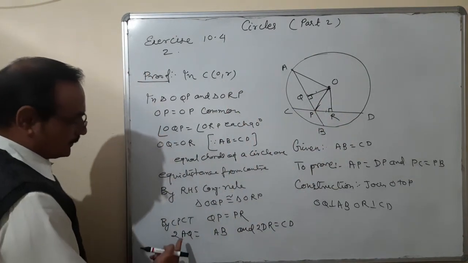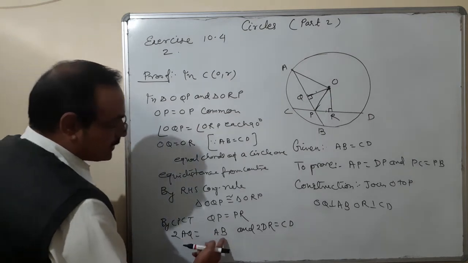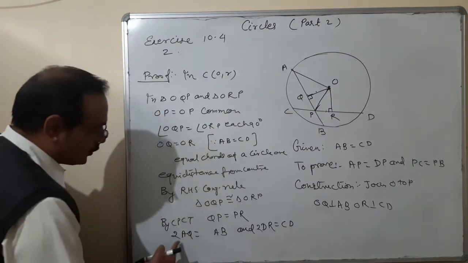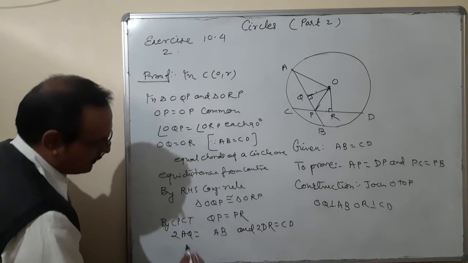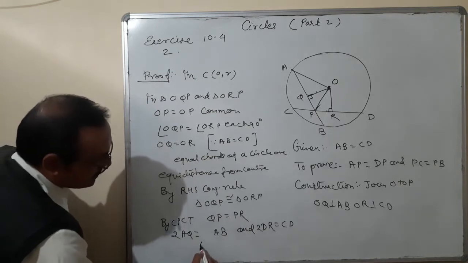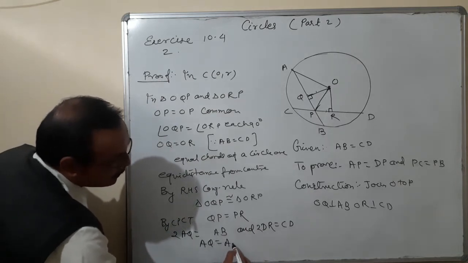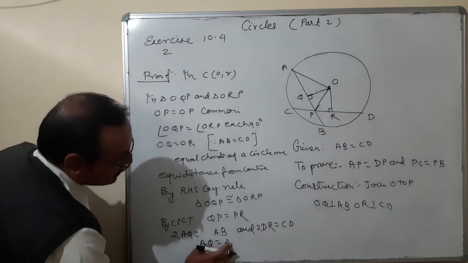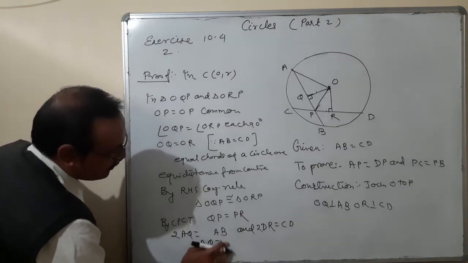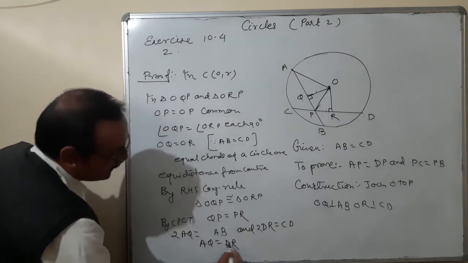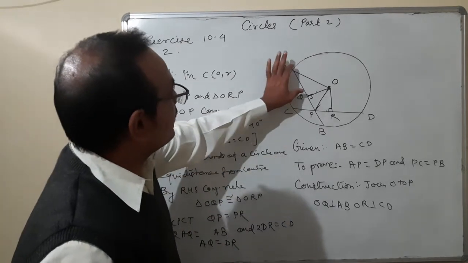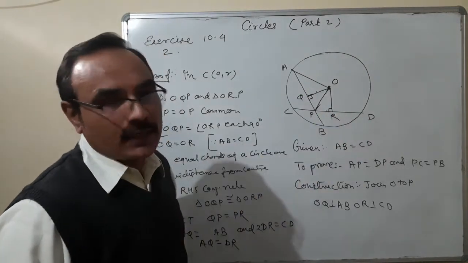So that means, since AB is equal to CD, therefore 2AQ is equal to 2DR by these two equations. So directly I write here AQ is equal to DR. What to write here? AQ is equal to DR. That means we have proved AQ and DR both are equal.